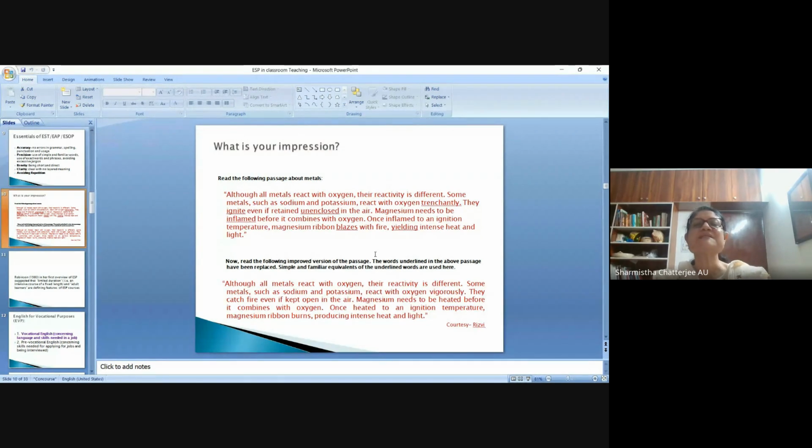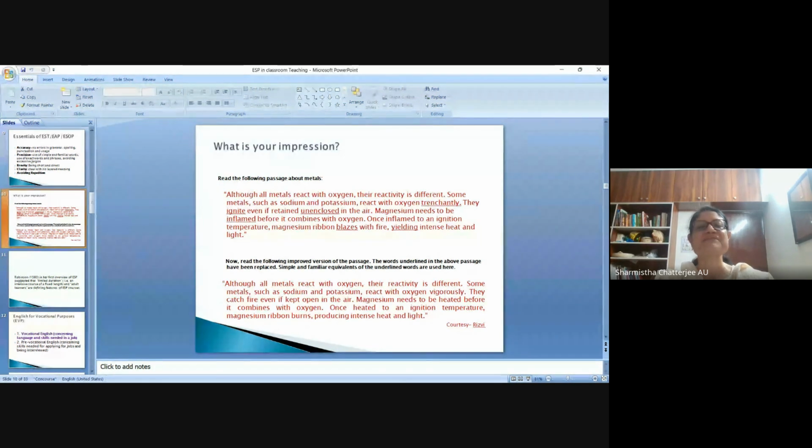Now you see in this passage, a couple of words are underlined, and this is somewhat, again with due respect to Shashi Tharoor, I like him immensely, I am a fan of him. But you see, these are the words which are used, and if you can see in this particular passage, these words have been replaced.